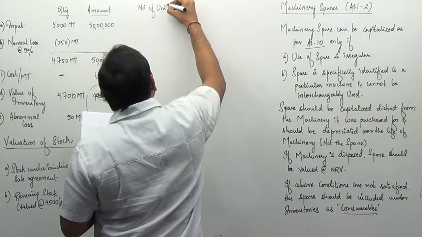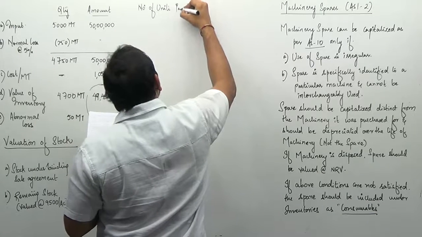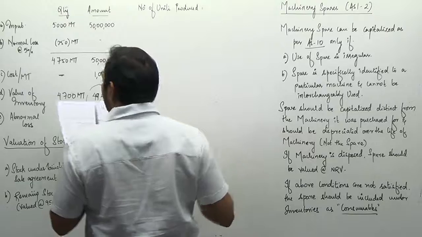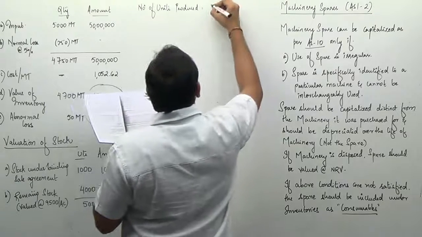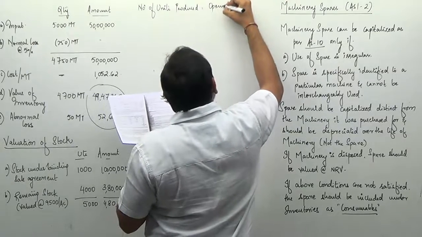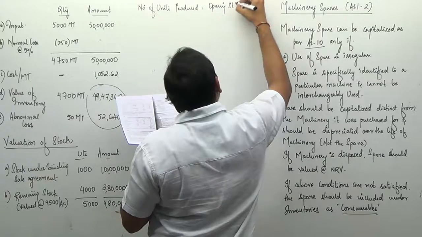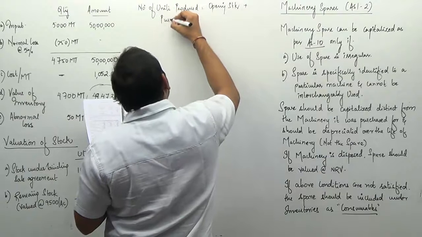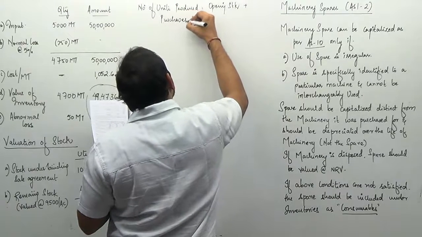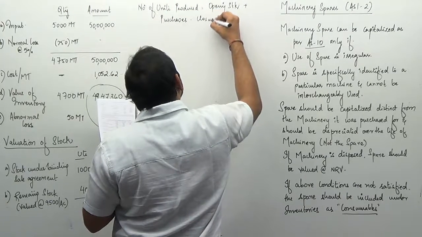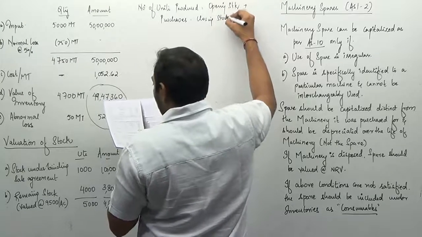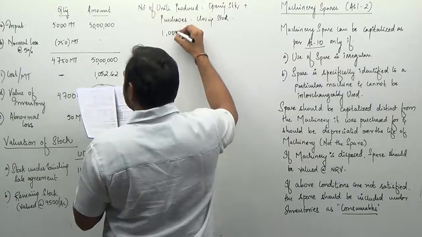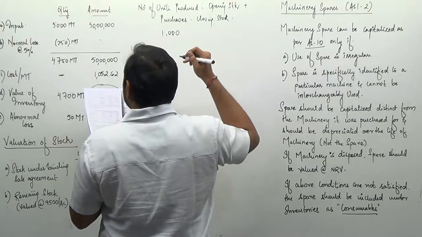Number of units produced. Opening stock of finished goods, plus purchases, minus closing stock. Thousand units of finished goods existing.